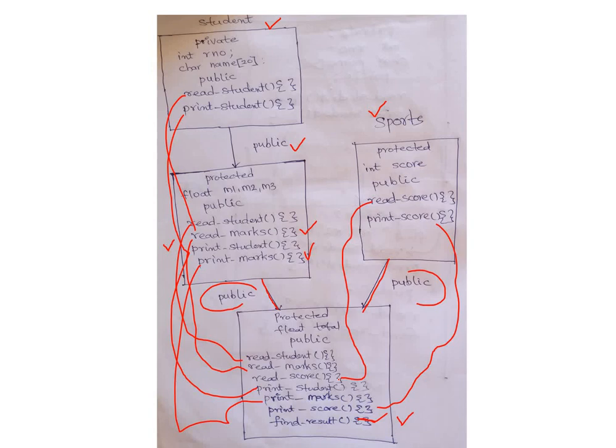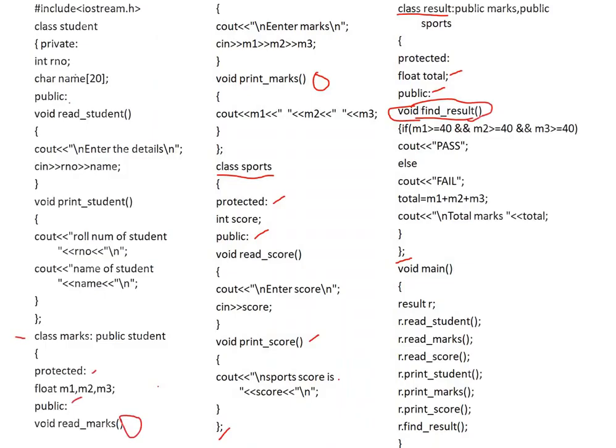So now let us go to the main function. This is the main function. The execution of the C++ program always starts from the main function. Next, within the main function we have written the first statement, that is result followed by R. This is the creation of an object. Here we have created object R.